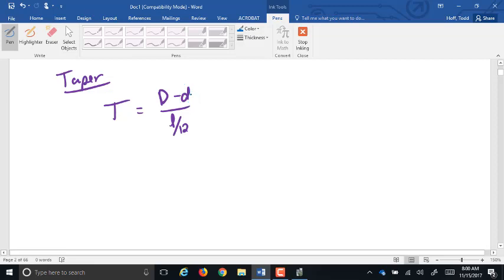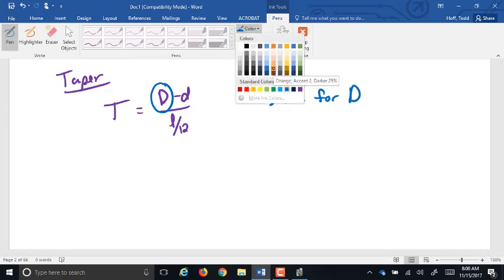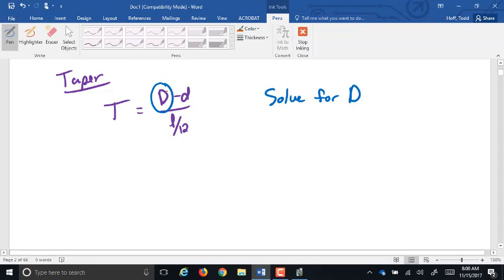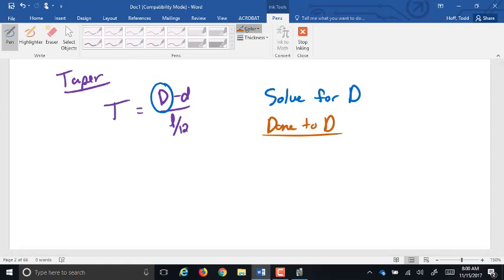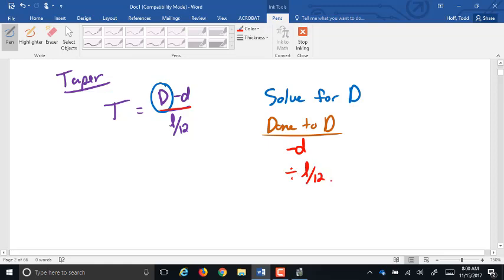Actually, let's say this. Let's say we're going to try to find the large diameter given a certain taper, a small diameter, and a length. So we're going to solve this for capital D, big D. If we look at what was done to big D here, because of the fraction bar, the first thing that had to happen when this was being put together was you had to subtract little d. Then it had to be divided by L over 12.